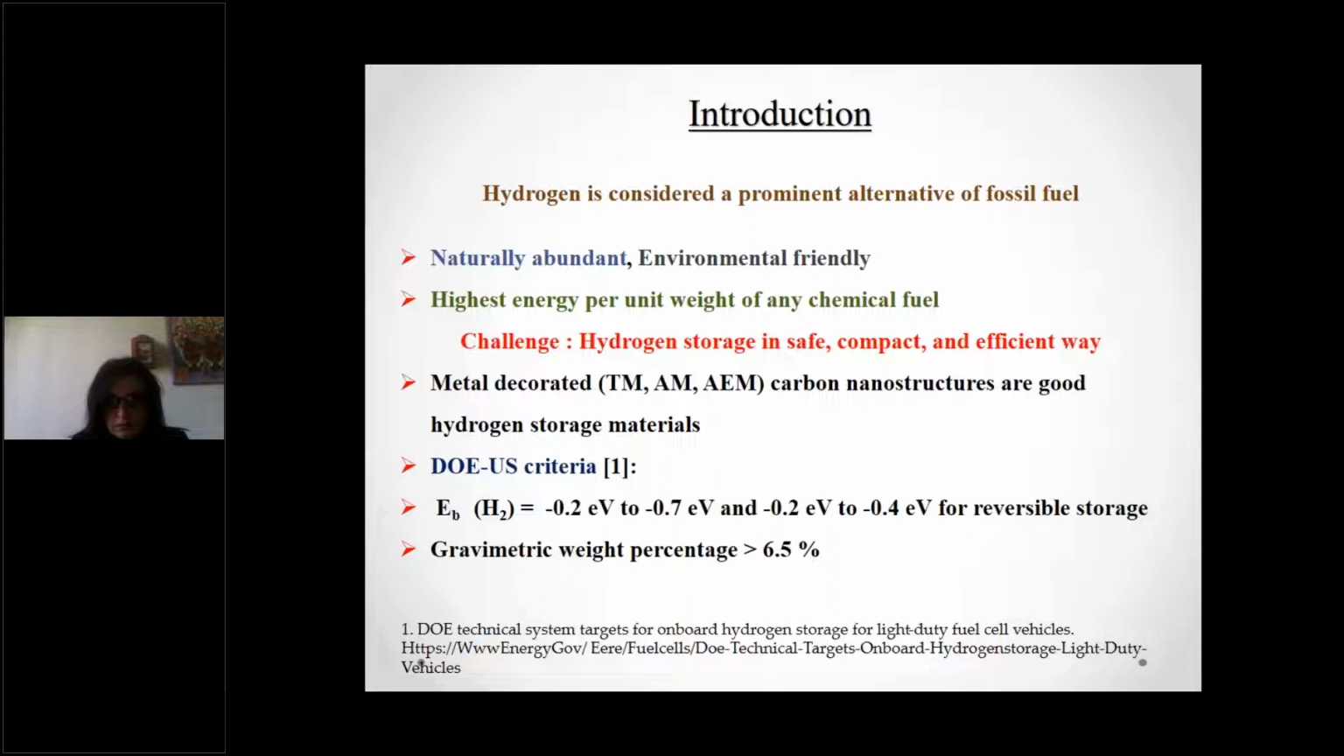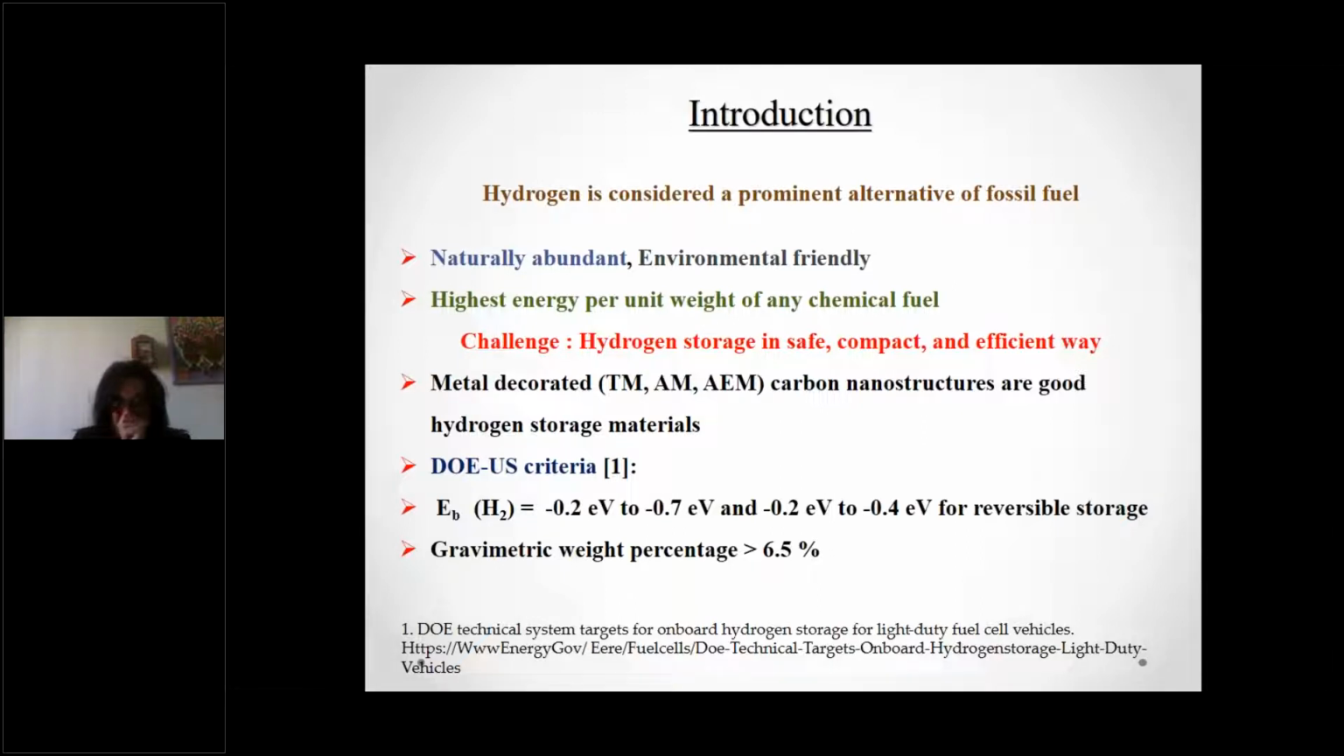In this regard, there are many materials like metal hydrides, metal alloys, porous zeolite structures, and metal organic frameworks, which can be used for hydrogen storing purposes. But all of these materials have some advantages and disadvantages. Like in the case of metal hydrides, the desorption temperature is very high because hydrogen is bound with strong force.